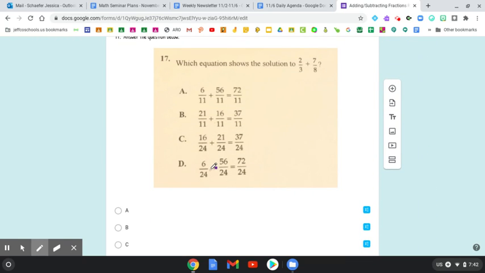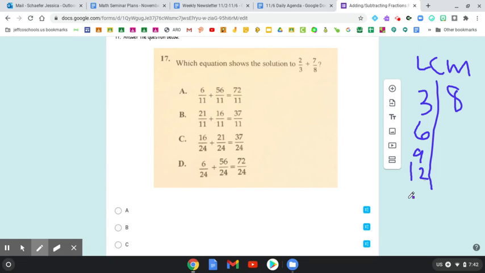Number 17, which equation shows a solution to 2/3 plus 7/8? When I think about an LCM for 3 and 8, eventually my 3s and 8s are going to hit a 24. 3, 6, 9, 12, 15, 18, 21, 24. And 8s go 8, 16, 24. So 24 is the common denominator choice, which means I'm down to these two options.